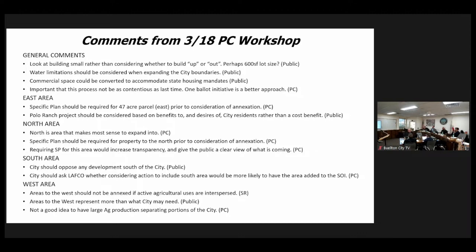Areas to the west should not be annexed if active agricultural uses are interspersed. I'm sorry, that should have been a Planning Commission comment. And the public comment was generally that the areas to the west represent more than what the city may need.